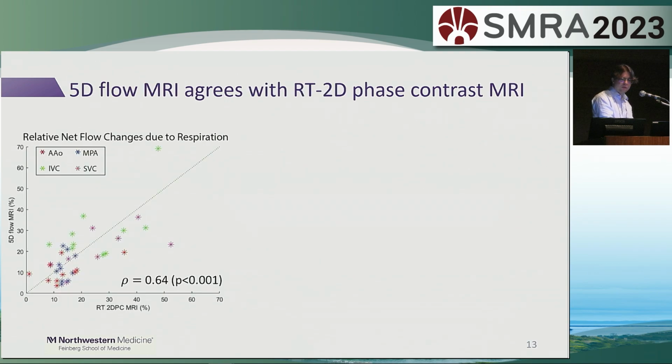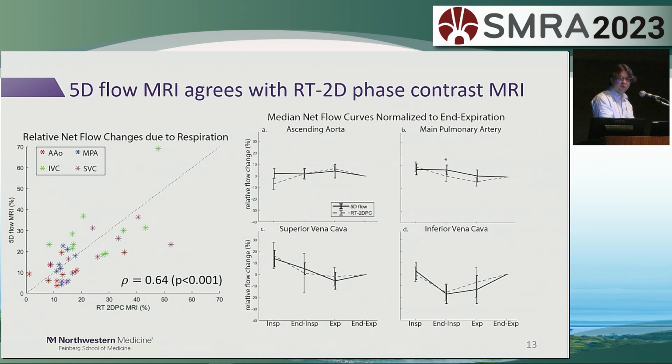Finally, we have results that the 5D flow MRI agrees well with the 2D real-time phase contrast. If we look at the relative net flow changes between the two techniques, there was a moderate correlation of 0.64 between them, where I'm showing here the 4 different vessels that we looked at: the aorta, MPA, IVC, and SVC.